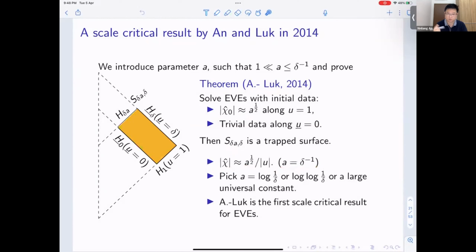The benefit is we can let A be log 1 over delta, which is consistent with the first result we mentioned for the almost scale critical trapped surface formation criterion. The sharp case is we let A be a large universal constant such as 1,000. And this is the first scale critical result for Einstein vacuum equations.